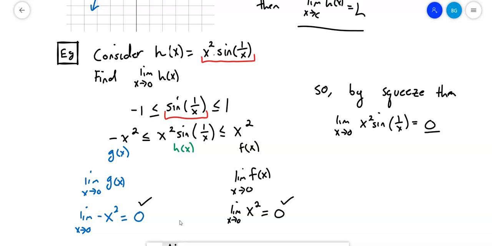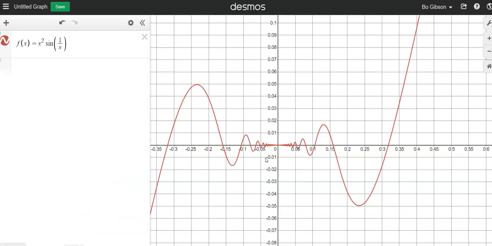So kind of a nifty way to find a limit that we otherwise would not be able to really find. So there's the picture, by the way. We called this, I think we called this h actually. So I want you to get kind of an intuition of what this looks like graphically.